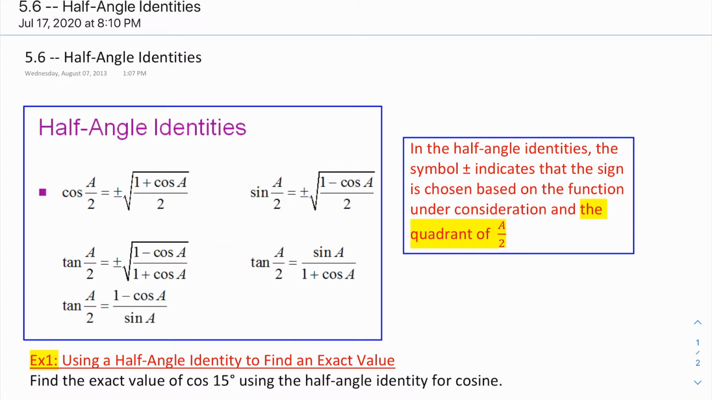Good evening, and today we're going to be finishing chapter 5 and doing half angle identities. So hopefully you have your identities page with you. We'll finally finish off that page.